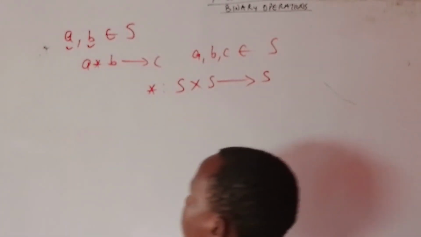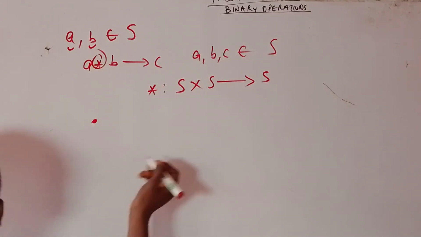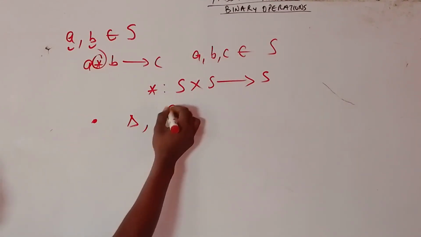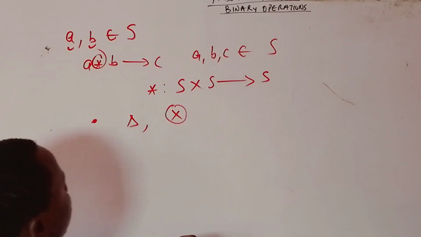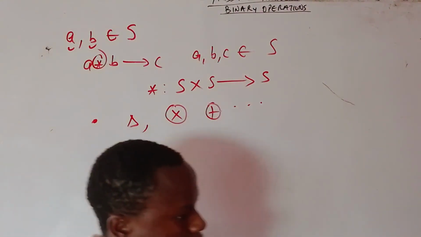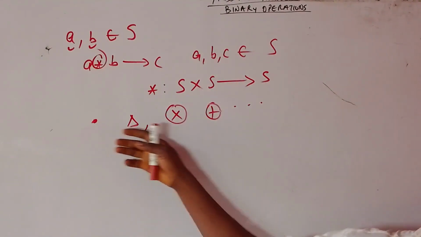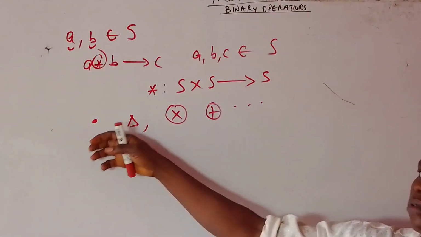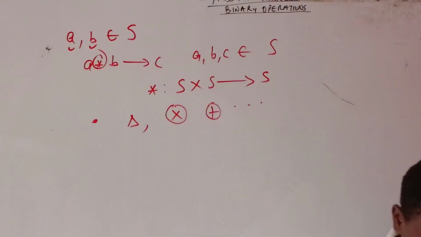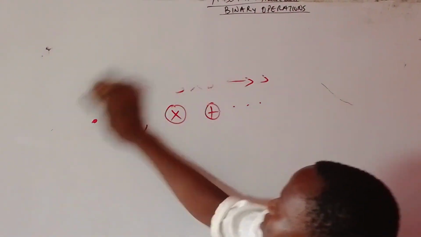Most people usually use asterisk, dots, triangle, circle, cross, circle plus, and so on and so forth. Are you getting me now? So those are the rules, those are the combinations that we usually use in binary operation.